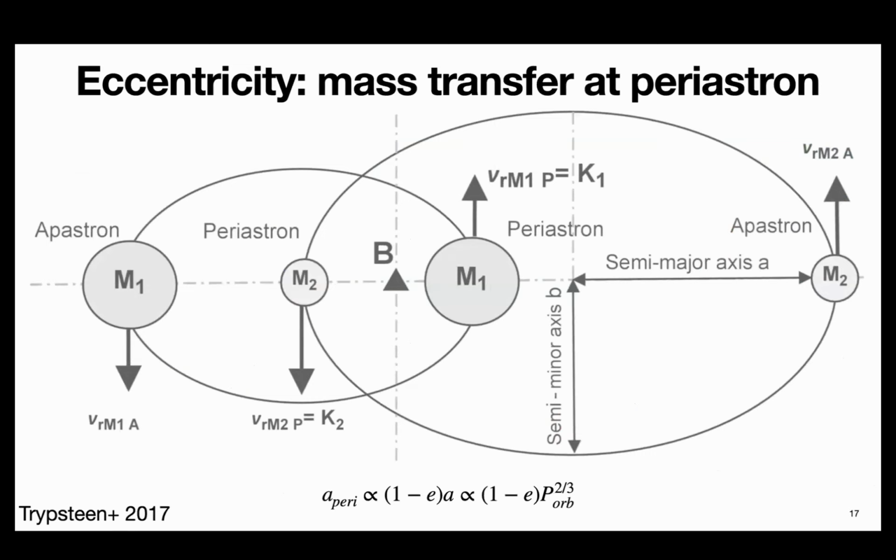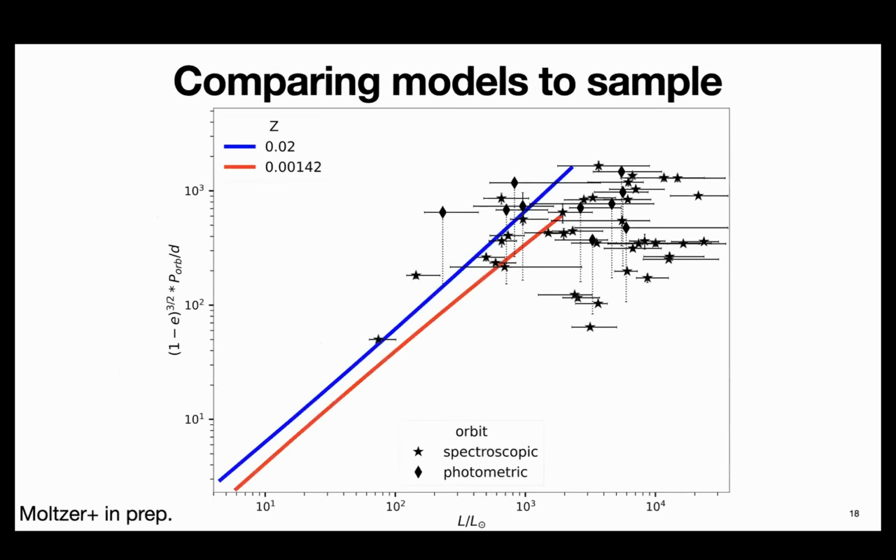And the periastron distance is related to the semi-major axis with a factor of 1 minus e, the eccentricity. And through Kepler's third law, this is then related to the orbital period. So to be able to compare these eccentric binaries to our circular models, we need to correct the orbital periods with a factor of (1 minus e) to the power of 3 divided by 2, which explains the y-axis here.